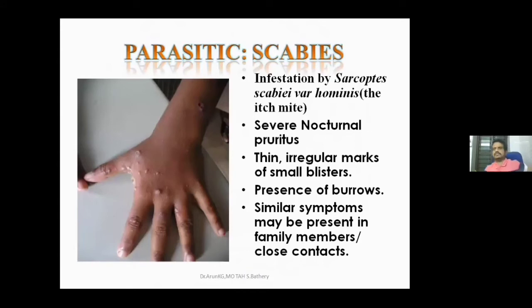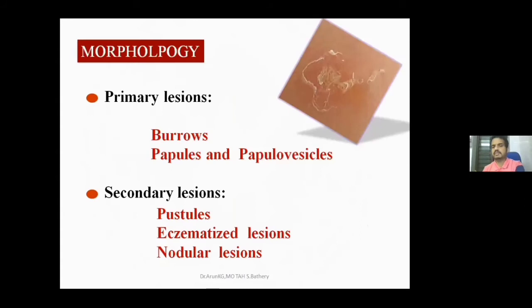Now the next infection condition is parasitic. In that, the most important one is scabies. You all know that it is caused by the itch mite, Sarcoptes scabiei var. hominis. The features will be severe nocturnal pruritus, and close relatives will also have the same complaints. Then the presence of burrows. Burrows, papules and papulovesicles will be the primary lesions, and in those living in unhygienic conditions there will be secondary lesions like pustules, secondary eczema and nodular lesions.